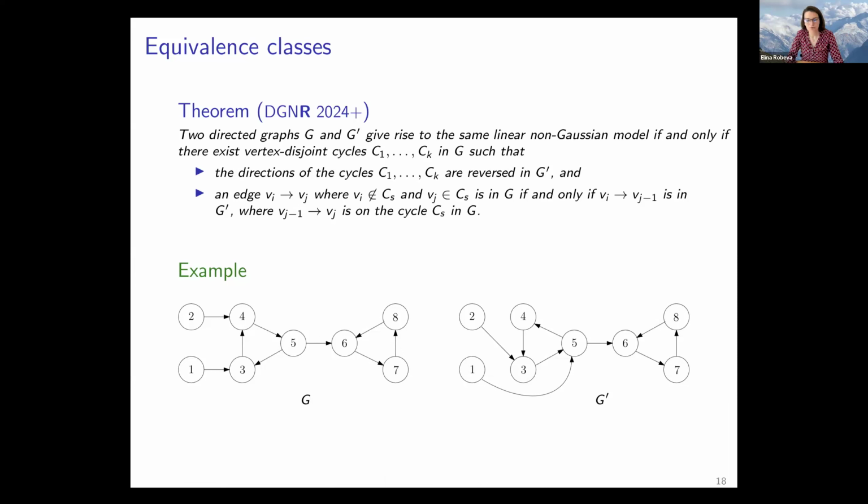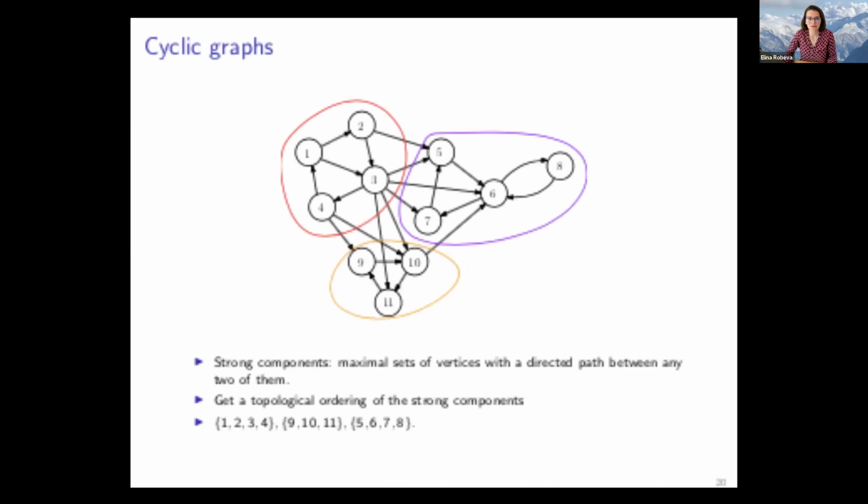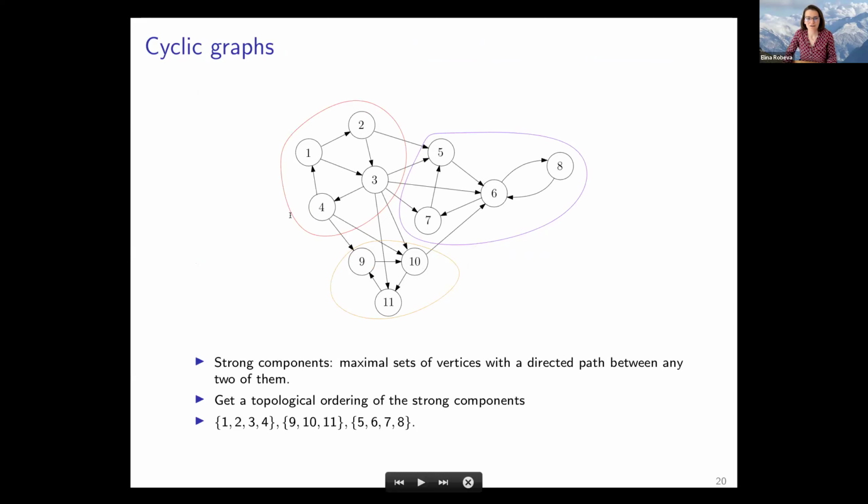Okay, I'm very much out of time, but I wanted to talk about an algebraic method for learning cyclic graphs as well. There do exist methods for learning cyclic graphs, and they're also based on ICA, independent component analysis, but we were able to devise a method based on higher order moments for a specific set of graphs that are as follows. So maybe I can just define a set of graphs in the next minute.